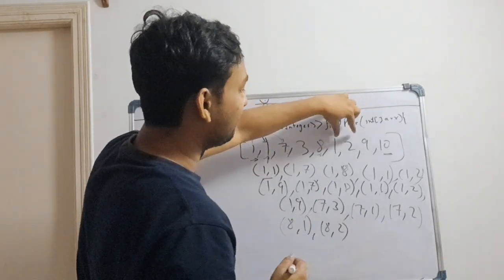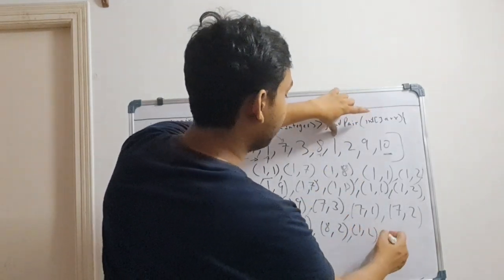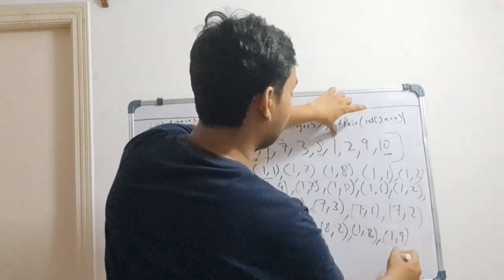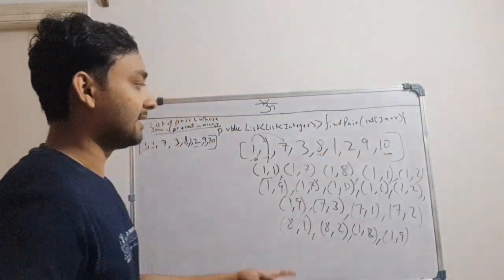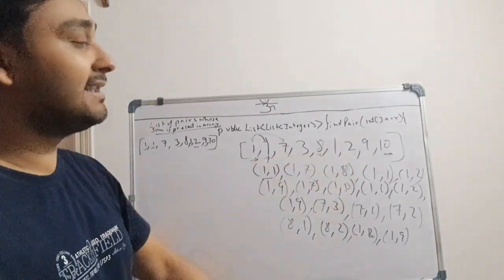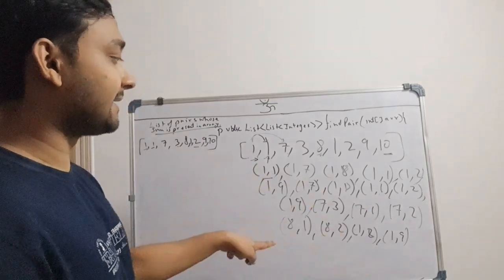8 and 10 not present. Then 1 and 2 is present, since 3 is there, so 1 and 2. But then 1 and 9 and 1 and 10 are not present. Then with 2, 2 and 9, 2 and 10 not present. 2 plus 9 is 11 and 2 plus 10 is 12, both are not present in the given array. So my final output will be this.